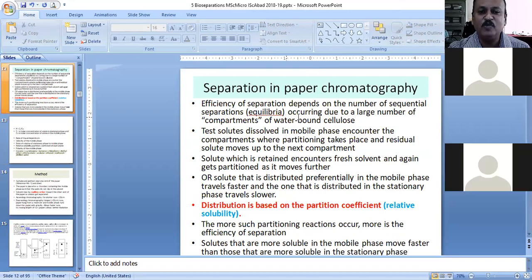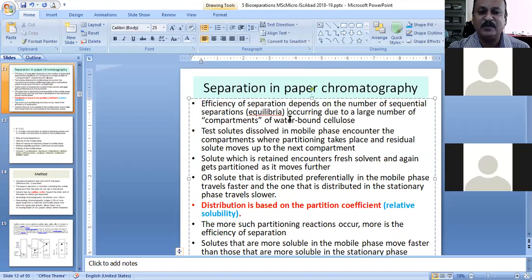as the liquid moves, it is getting bound by certain regions in the cellulose, and these regions are called compartments. Now within each compartment, there is going to be what is called the separation reaction which is happening. This separation actually is an equilibrium phenomenon, or an equilibrium based reaction, you can say.